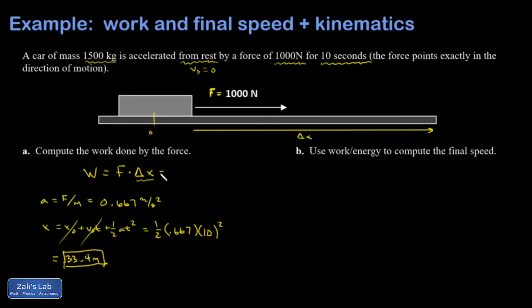And so finally I can go back and say the work done is 1,000 newtons multiplied by 33.4 meters, which would give me 33,400 joules.